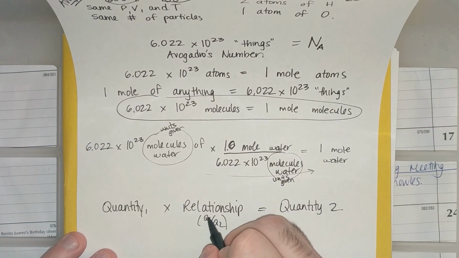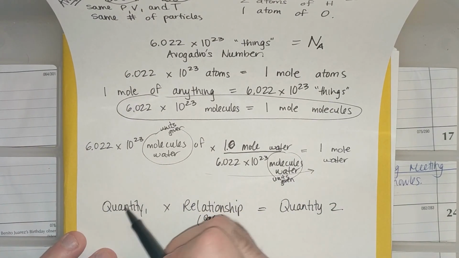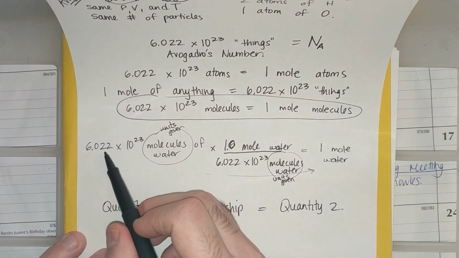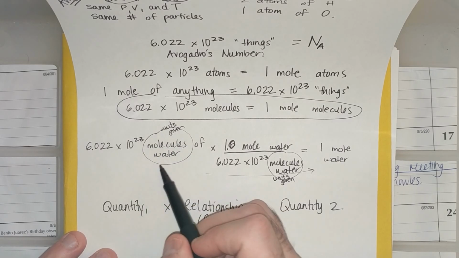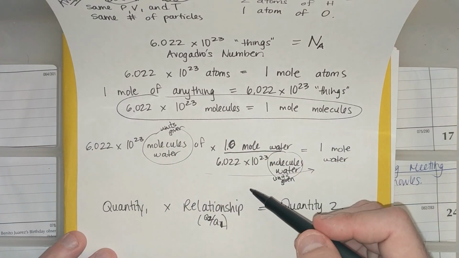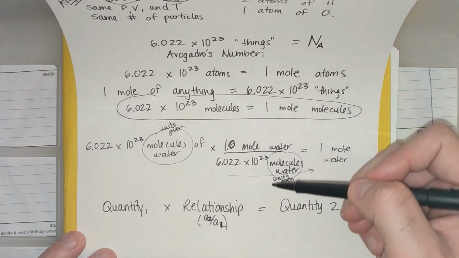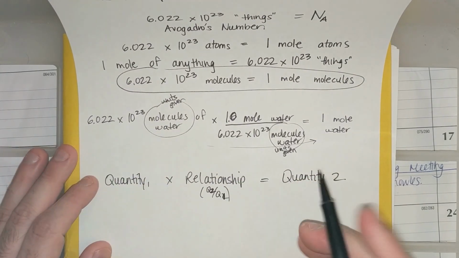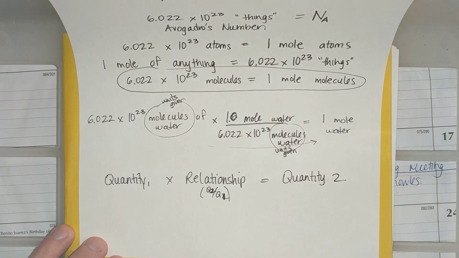Okay? And this relationship has to have a relationship between quantity 1 and quantity 2. So if the question over here would have been, how many moles are in 6.022 times 10 to the 23rd molecules of water, I would divide by Avogadro's number or multiply by a relationship that relates moles to molecules. All right, so if I had a different number, and I'm going to use a number that's going to give me something that's a bit ugly, and that's okay though.